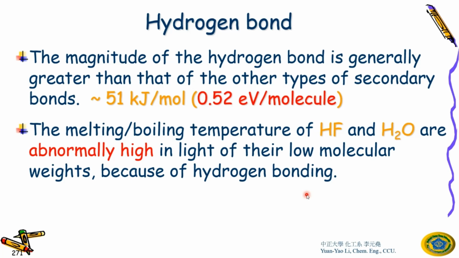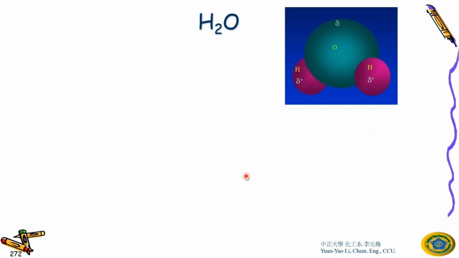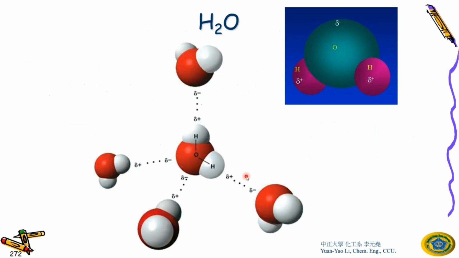If we have hydrogen bond, this is a different case because hydrogen fluoride and H2O are in liquid form at room temperature. Why can this kind of small molecule be in liquid form? Because of hydrogen bond. So take H2O as an example here. The O and H is a covalent bond, right? And then you have a positively charged bare proton here, and you have a lot of electrons in this place.